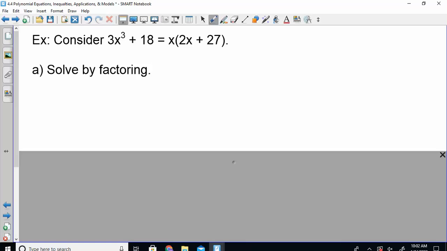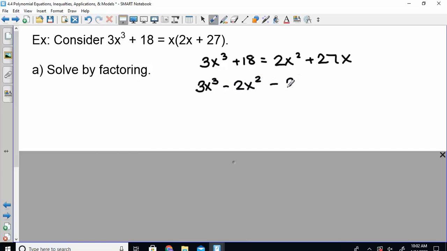What would I need to do? Distribute x. As it's written, we wouldn't even be able to jump into P's and Q's anyway. We would need to get our polynomial equal to 0. So if we distribute, and then we want it equal to 0, I will write it in decreasing form. So we'll have 3x cubed minus 2x squared minus 27x plus 18.